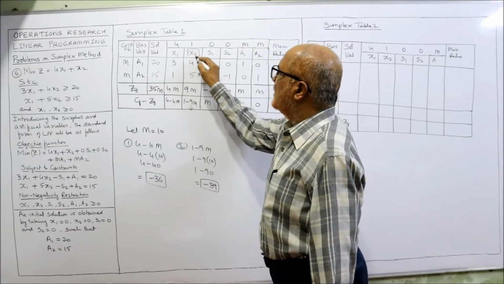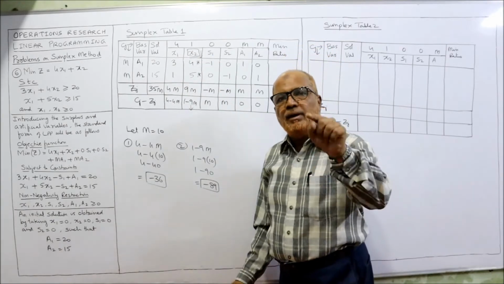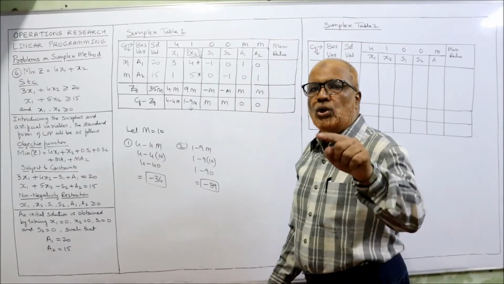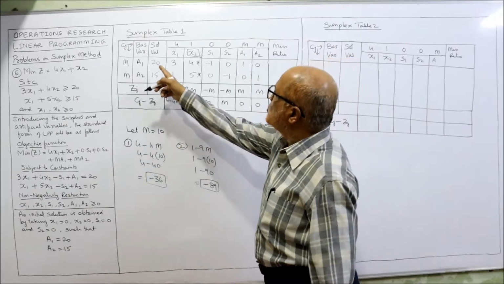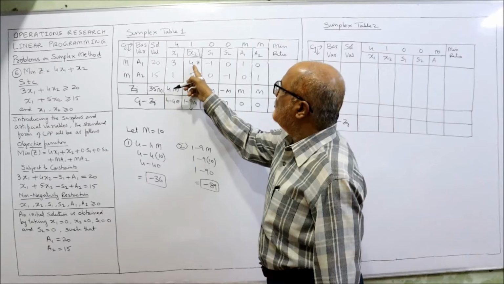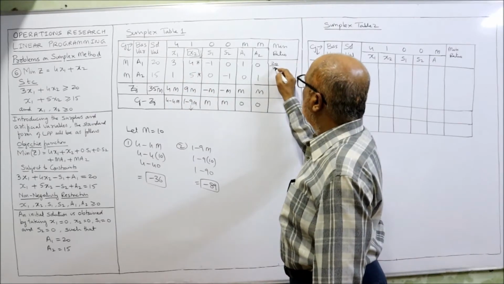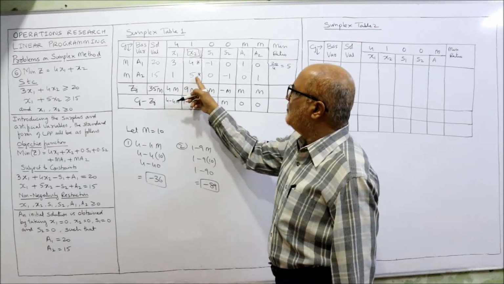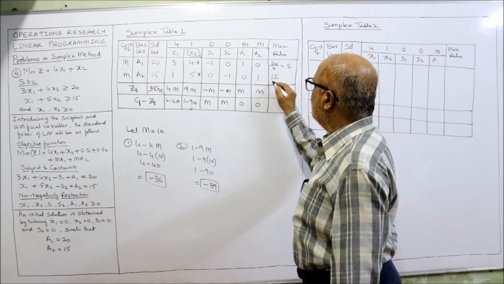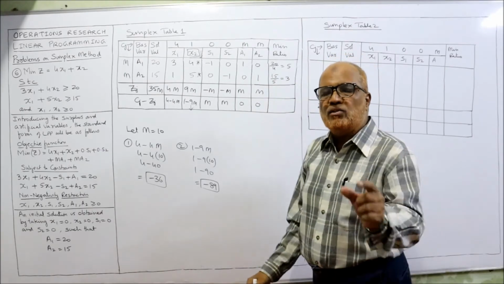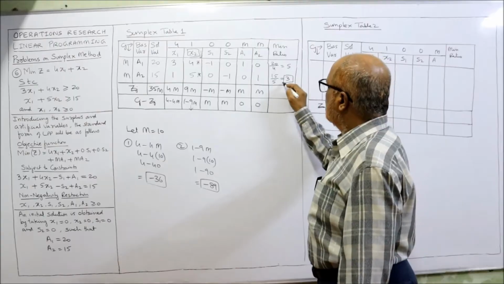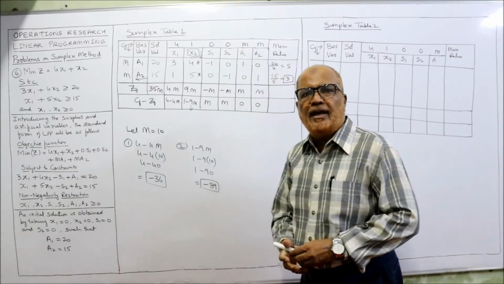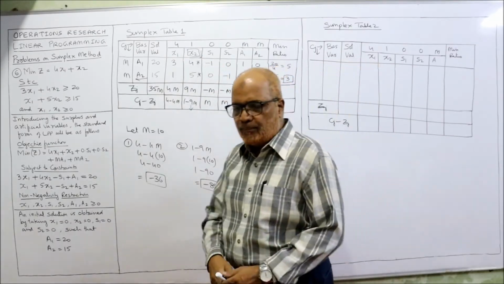Which is the entering variable? x2. In the next table, x2 will enter. Which one will depart? It depends on minimum ratio: solution value divided by intersectional element. What is the solution value here? 20. Intersectional element 4. So 20 divided by 4, 4 5s are 20. Here the solution value is 15, intersectional element 5. 15 divided by 5, 5 3s are 15. So whichever is minimum, 3 is minimum. So which is the departing variable? A2. So in the next table, A2 departs and x2 will enter.